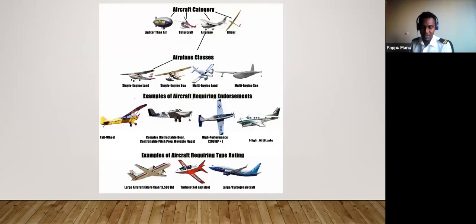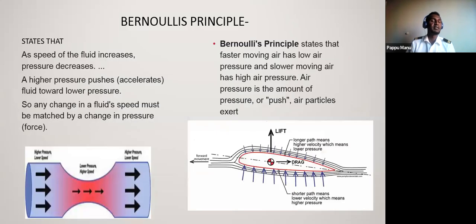The next is Bernoulli's theorem. What is his theorem? If something is flowing, the velocity and the pressure have to always balance. The speed of the fluid flowing and the pressure have to be equal, so if the pressure increases, the speed will decrease to maintain that same equality.